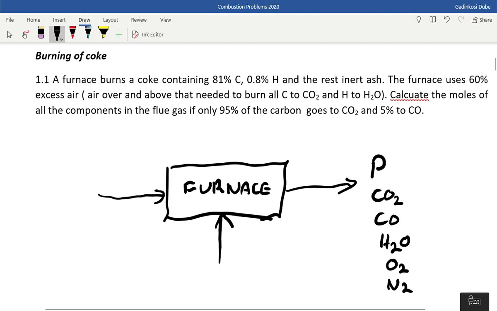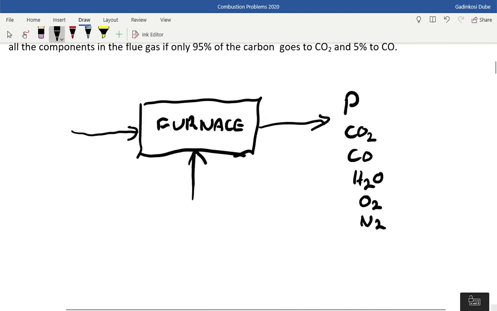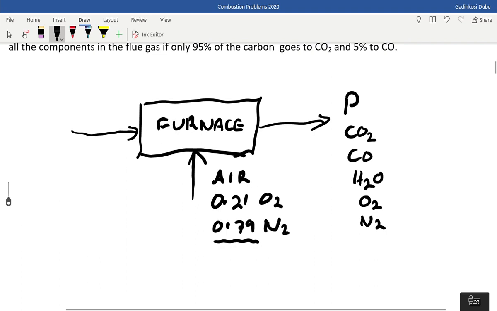And then we've got our air stream. Air is composed of 21% oxygen and 79% nitrogen. You can total that, which gives you a molar total of 1. Remember, these are mole fractions because air is a gas, so you need to assume molar percentages.